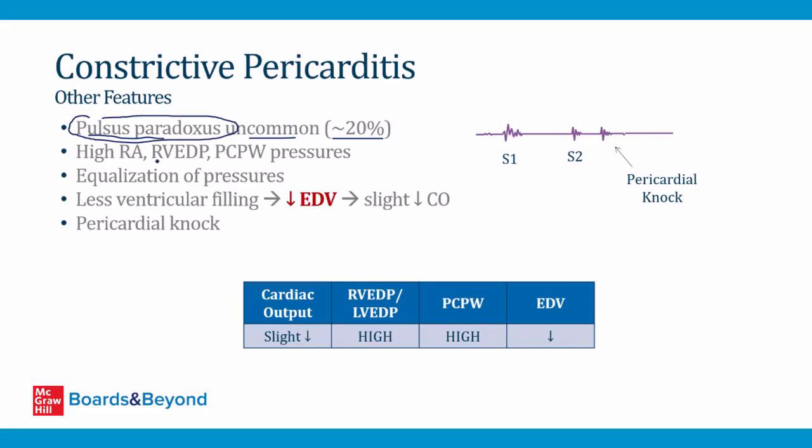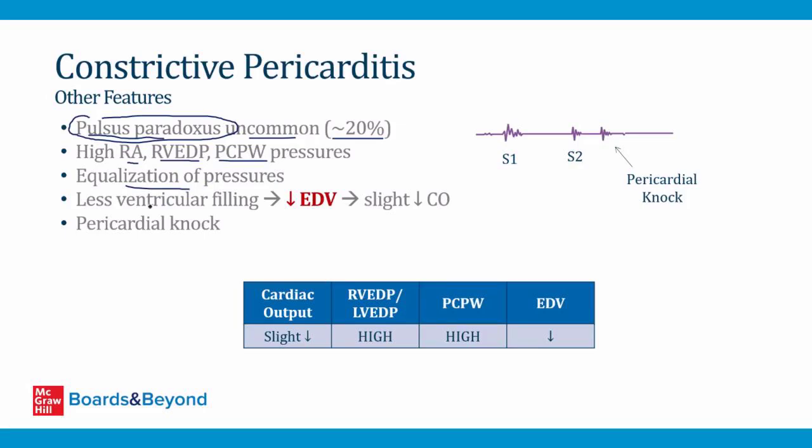All the pressures in the chambers go up, like the right atrial pressure, the end diastolic pressure in the ventricles, the wedge pressure, and this is because these chambers are surrounded and constricted by that fibrous pericardium. You get equalization of pressures in constrictive pericarditis, just like in tamponade, which we talked about earlier.